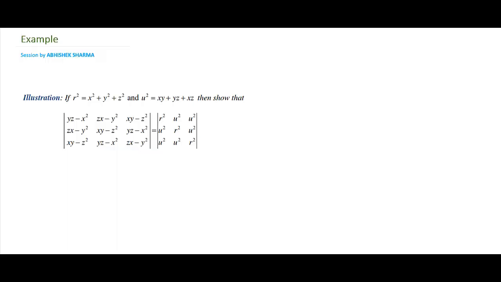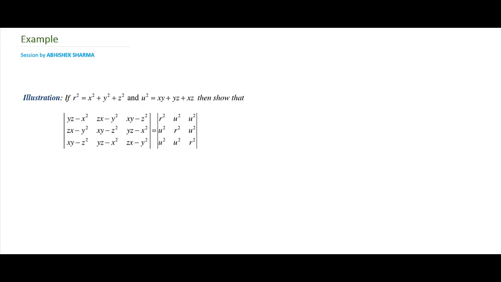Now we take a problem which is given on the screen. You are given that r square is x square plus y square plus z square and u square is xy plus yz plus xz, and then you are supposed to prove that these two determinants are equal.